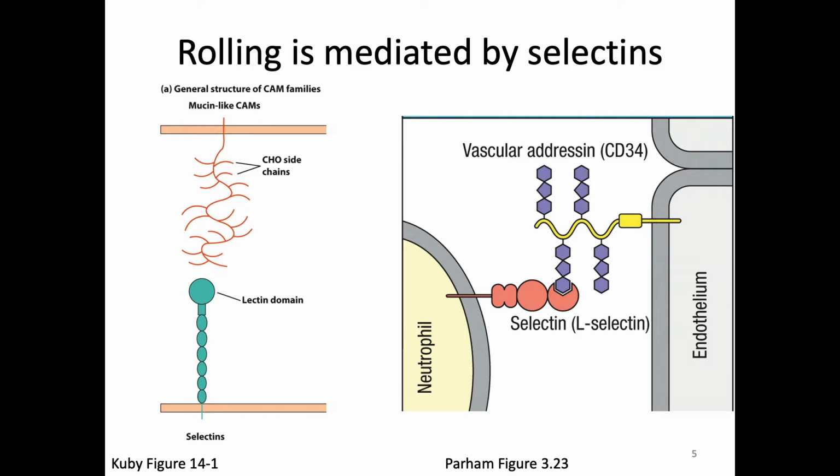We can see the cells using specific types of proteins to allow rolling to occur. When we see rolling, there is one specific kind of protein called a selectin that is involved. If you look at the word selectin, what does it have at the end? What's the end of the word selectin? And is it a word you heard earlier this semester?